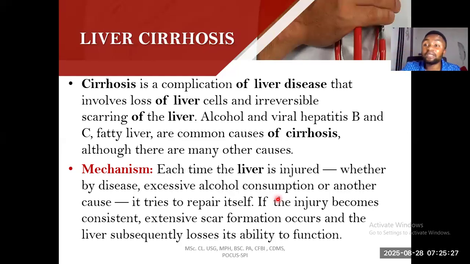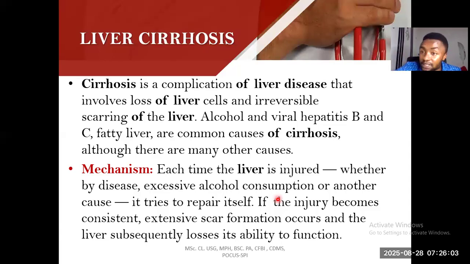So if you have your liver and scars are forming in the liver, what will happen to the liver? Scar is not a functional tissue. Scar is not functional, meaning if the liver cells form scar, that means that part of the liver is not working anymore. So if you keep on drinking alcohol, alcohol has the potential of destroying the hepatocytes, that's the liver cells. Alcohol will destroy the cells.